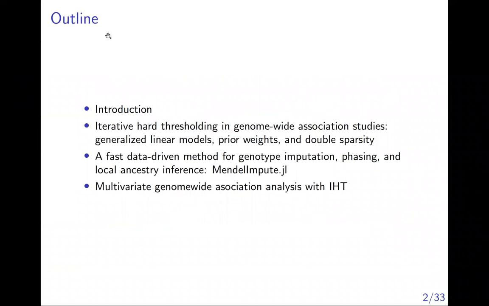So the outline for today is some basic introduction, and then I'll go over the 3 main projects that I did for my PhD. The first 2 are already published, so I will just go over their main ideas, and I will concentrate on this final project.